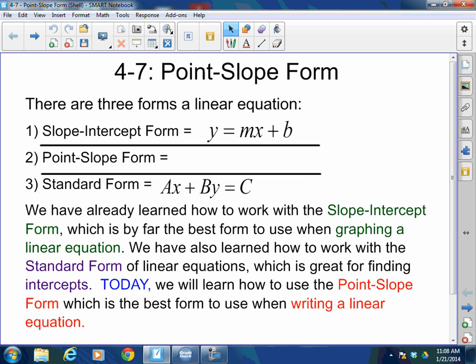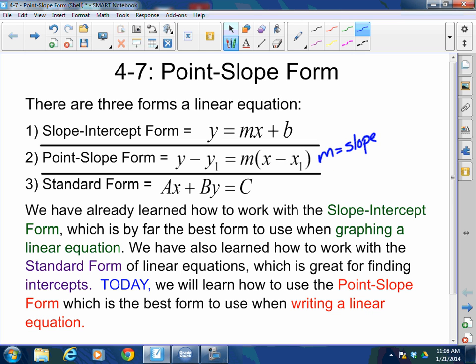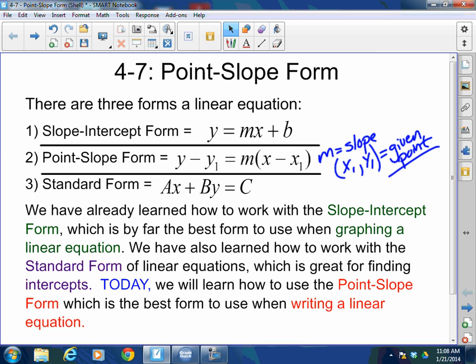And then the last one, the one we're going to learn today, is the point slope form. And the point slope is y minus y1 equals m times x minus x1. What do these letters represent? Well, m, of course, hopefully by now you remember that equals slope. And then your x1 comma y1, that will be the given point. They're going to give you a point, at least one, maybe two, but at least 1 point. And that is your x1, y1.